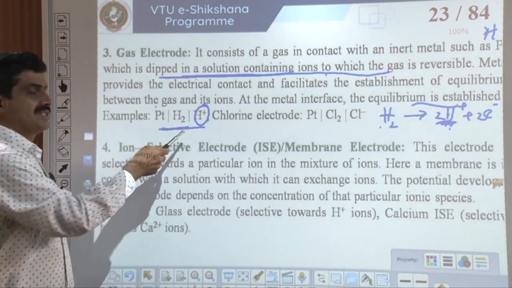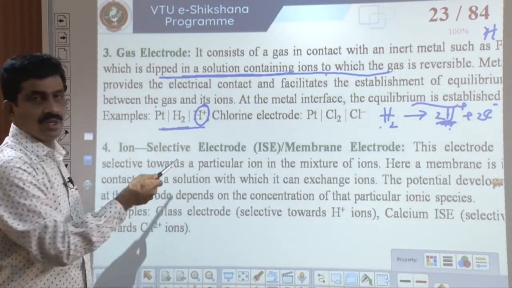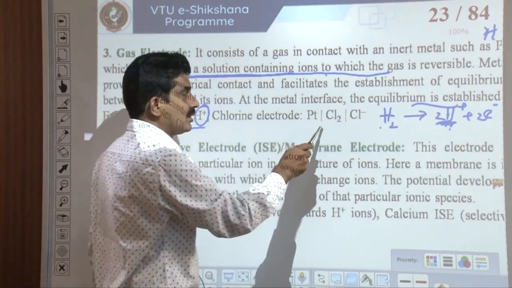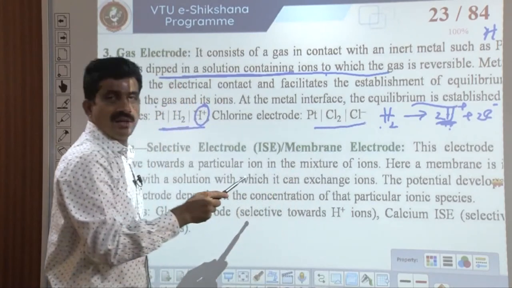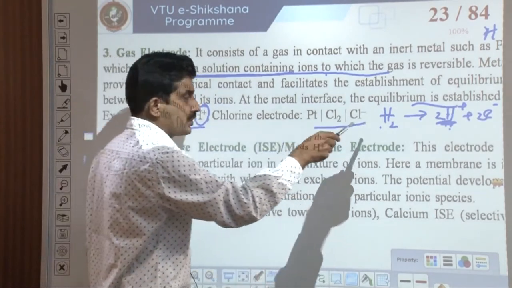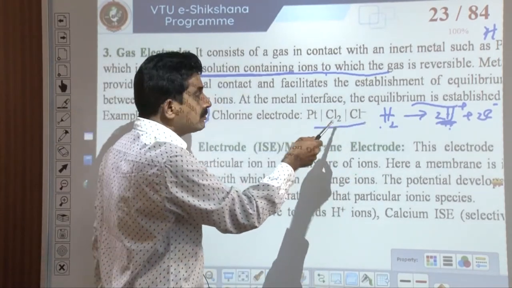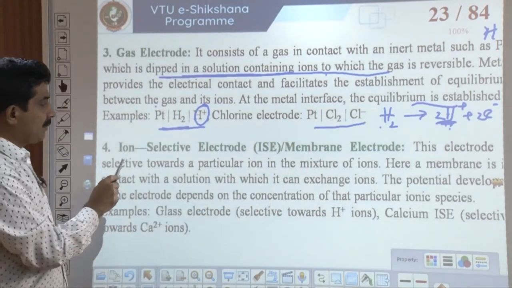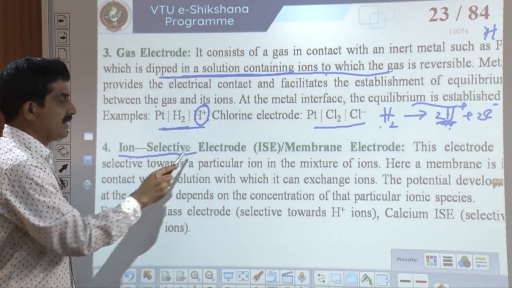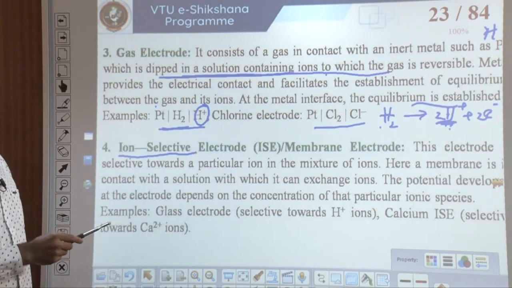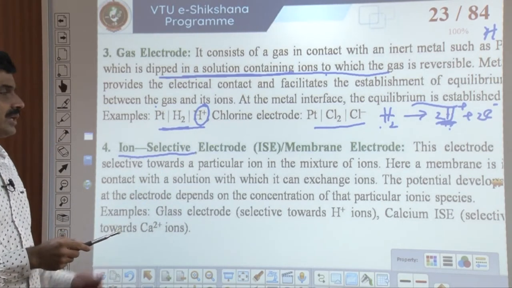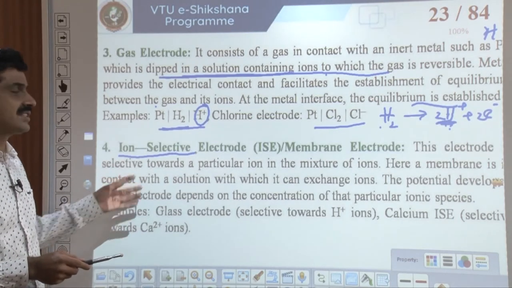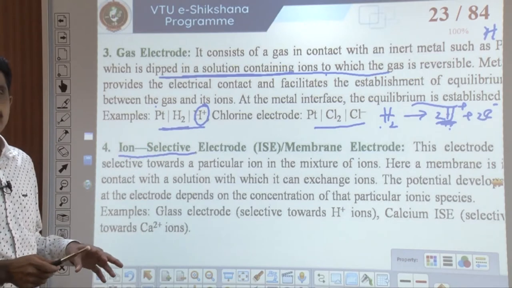So the best examples are the standard hydrogen electrode and the chlorine electrode. Here platinum is dipped in a solution containing Cl minus ions, and chlorine is bubbled over platinum. Then one more type is the ion selective electrode. Ion selective electrodes are also known as membrane electrodes. So these electrodes are selective to a particular ion.